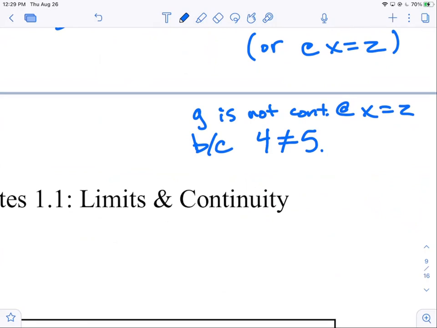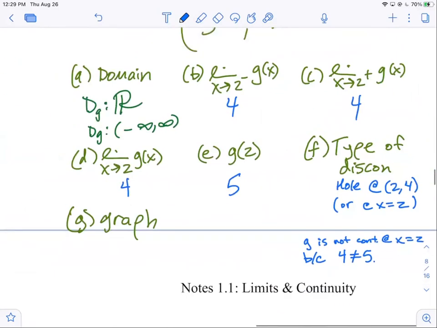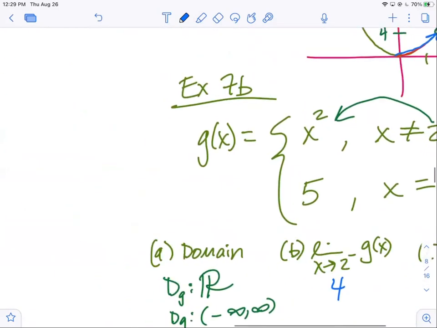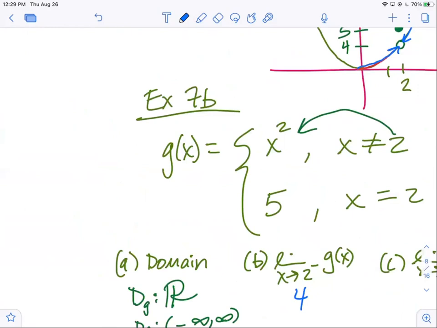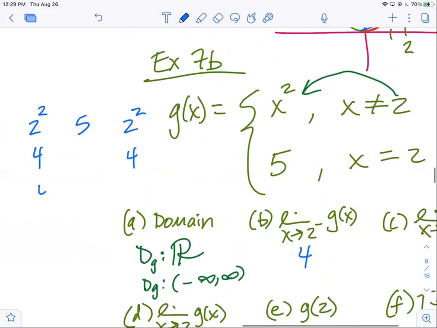What do I mean by that? I mean that when people are taking a free response or a quiz and they're collecting their data, instead of doing the limit from the left, the limit from the right, and the function value, they'll say 2 squared is 4, and then they'll do 2 squared, they'll do 5, and then they'll do 2 squared is 4, and then they'll say 4 doesn't equal 5.